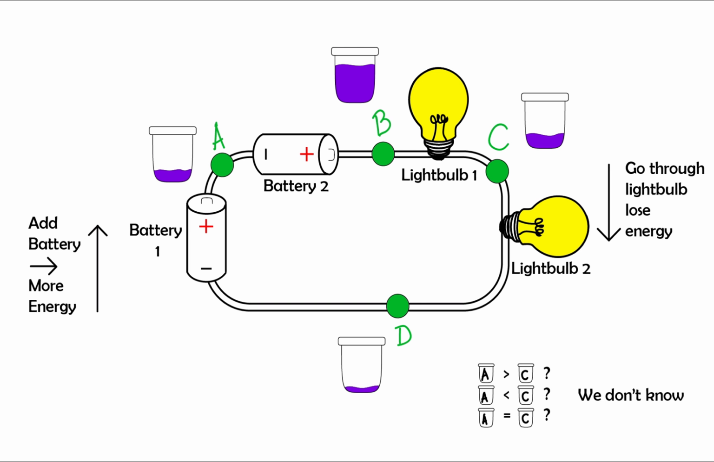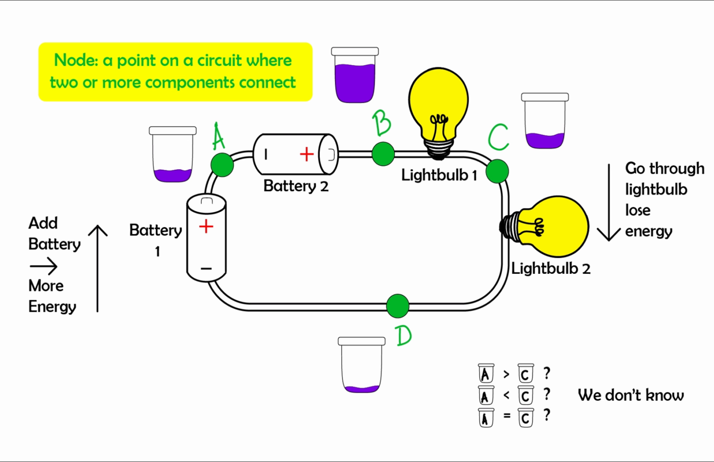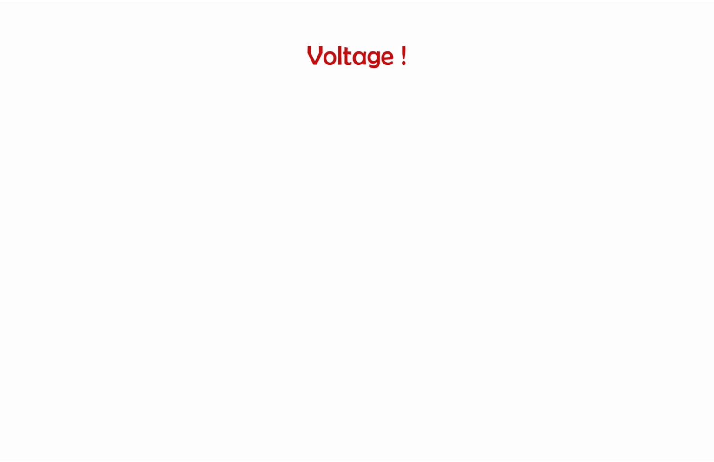A bit of vocabulary here to impress your friends. Each point on the circuit is called a node. From now on, we'll refer to points as nodes. Now that we know that each node has an associated amount of energy, we are ready to look at the voltage between 2 nodes. Just like your weight is measured in pounds or kilograms, voltage is measured in units of volts. Don't forget that voltage is the difference in energy between 2 nodes.